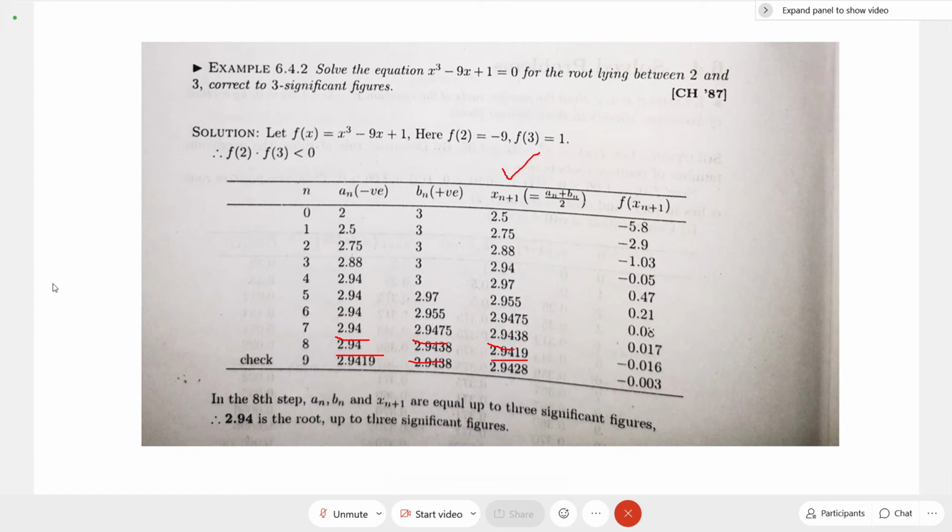And since you have got that, I move on to one more question for bisection method for you, which you can solve and you can tell me.